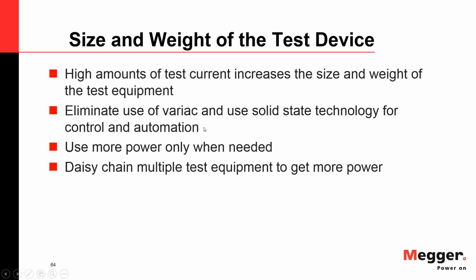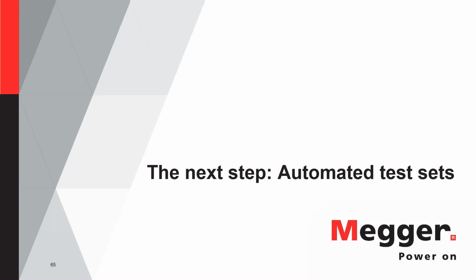But they can test circuit breakers that smaller units cannot. But it is possible that even those large testers can be shrunk by using a more modern approach. And this is pretty much the last topic. And whatever I showed you just for the challenges, this is pretty much what these new testers, these automated test sets, are capable of doing.